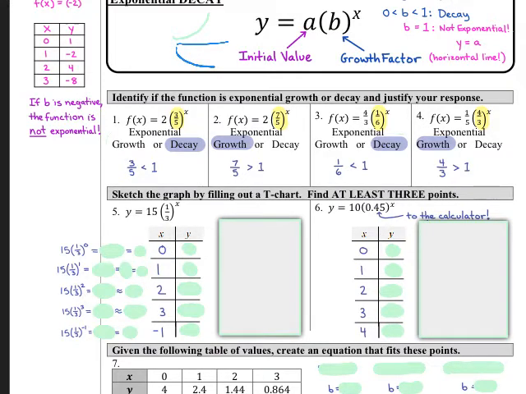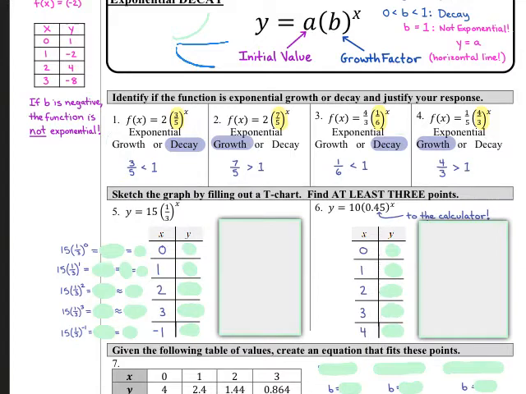So if the fraction inside is a proper fraction, meaning the numerator is smaller than the denominator, that's going to be a decay function. And if it's an improper fraction, you're going to have a growth function on your hands. Of course, it's a lot easier to tell when we're dealing with decimals and whole numbers whether the number is larger or smaller than 1, but you can also tell it with fractions. All right, awesome. Moving on to the next section.